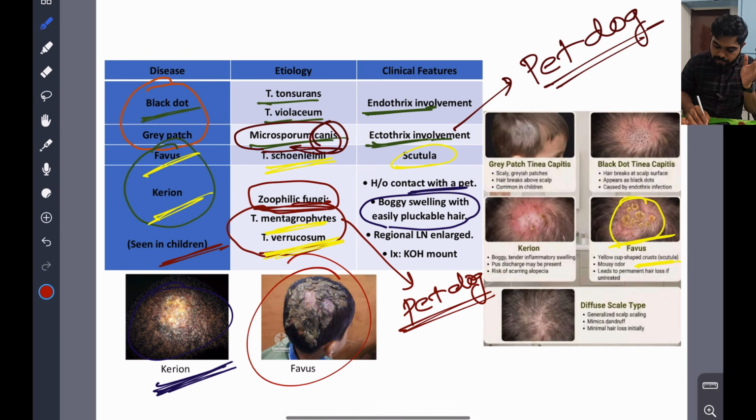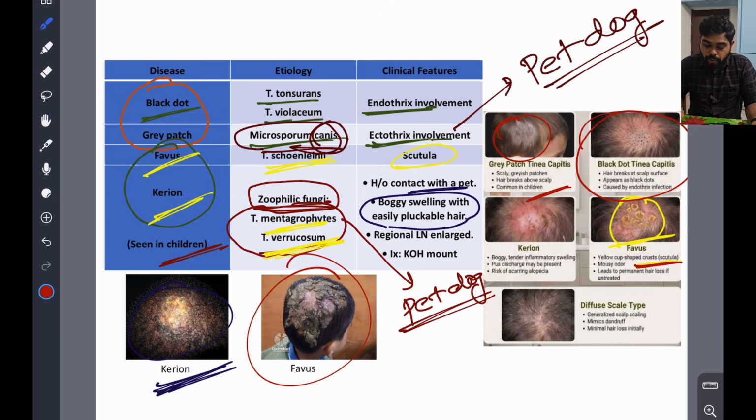You can see the favus here. In favus, yellow colored cup-shaped scutulas are there. Kerion, you can see boggy swelling and pus discharge will be there. Alopecia, scarring alopecia, easily pluckable hair will be there. Clear? This is also important. You can see the black dot here. You can see the black dot. You can see the gray patch. Gray patch. Okay. So this is also important. Clear? Clear.